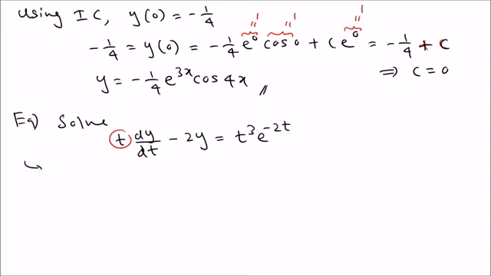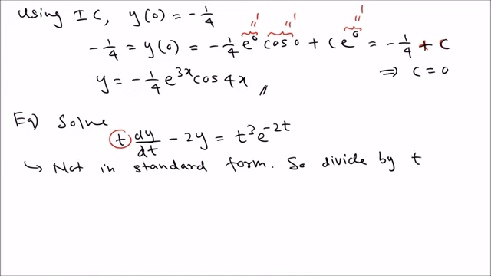So we can write: not in standard form, so divide by that t term. Once you do that, you're going to get dy/dt minus 2/t y equals, this becomes t^2 e^(-2t). Okay, now this is standard form.